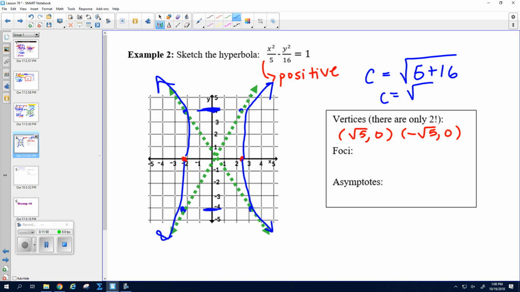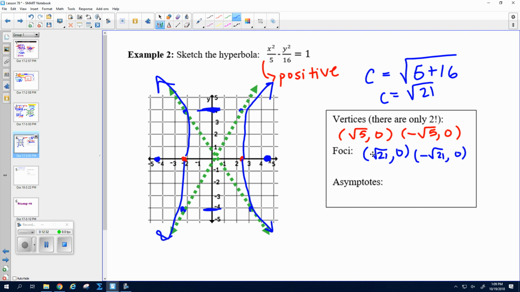All right, so I get the square root of 21, which is really close to what? Or in between what two numbers? 4 and 5. So this time, this is like 4 point something. So from here, I'm going to go over to 4 point something. My focus points have to be inside of the hyperbolas. Right there. And this time they're on the x-axis instead of the y-axis. So when you write your point, it needs to be the square root of 21, comma 0, and negative root 21, comma 0.